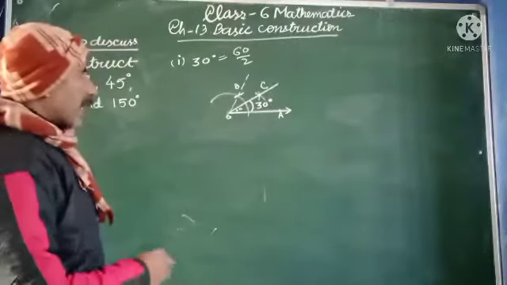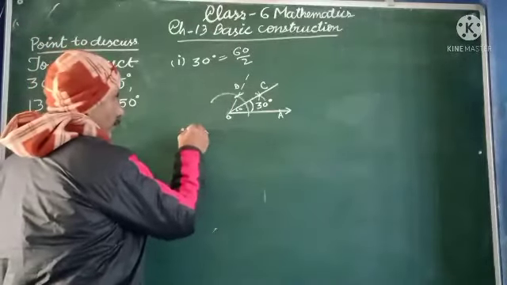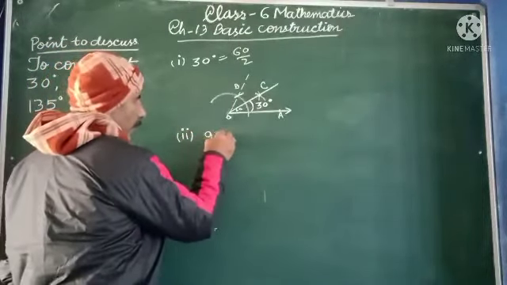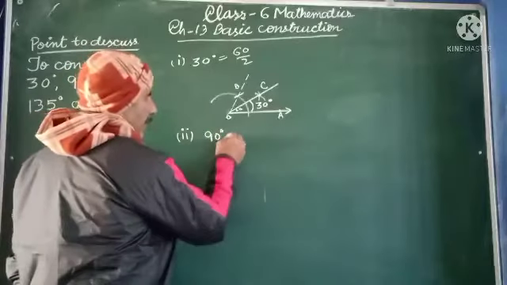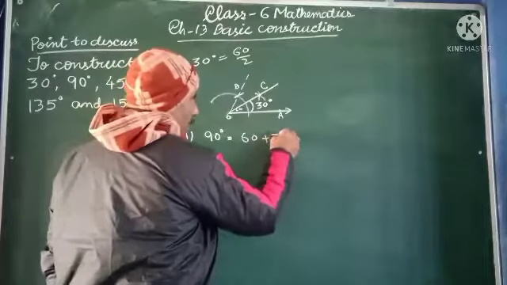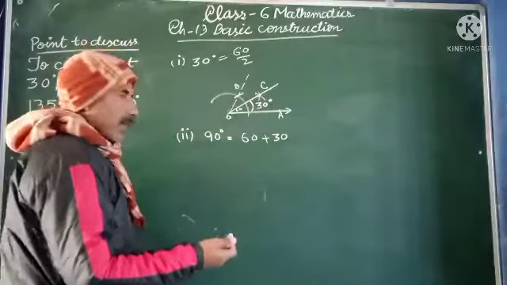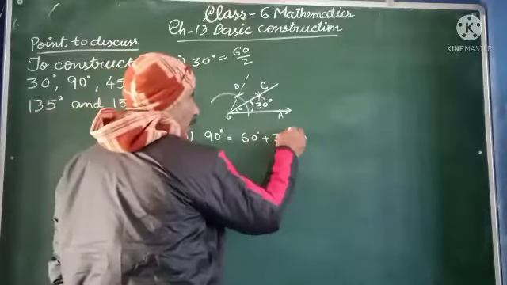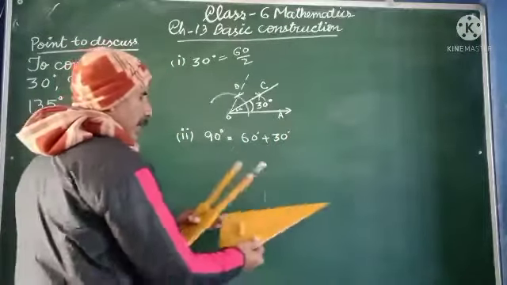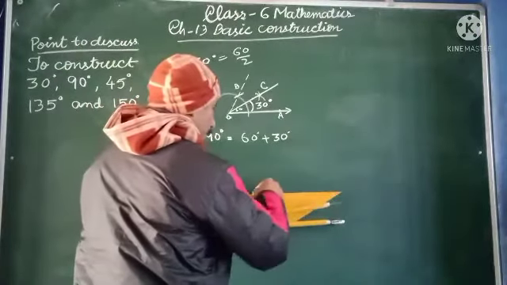The same way we can make the 90 degrees. For the 90-degree angle you can write 60 plus 30, which means you have to bisect the second 60-degree angle. For the second 60, I taught you how to draw the 120-degree angle, so like that only you will draw the 120-degree angle first.